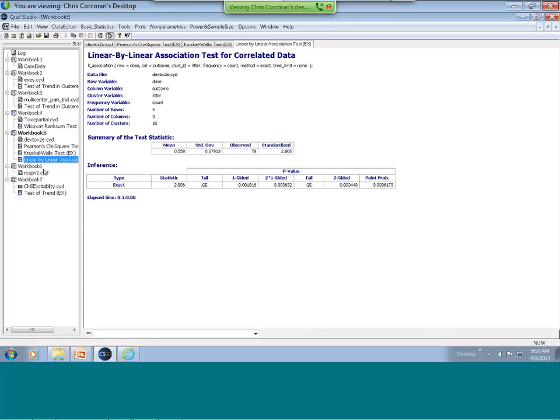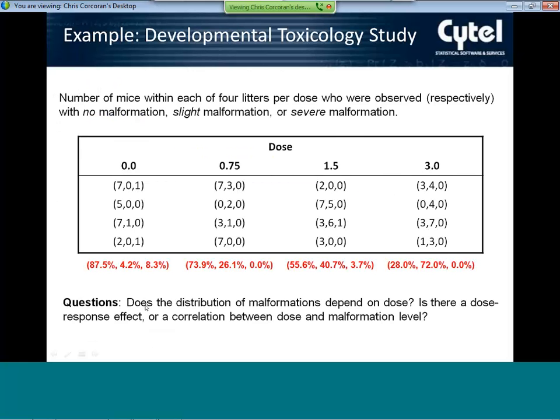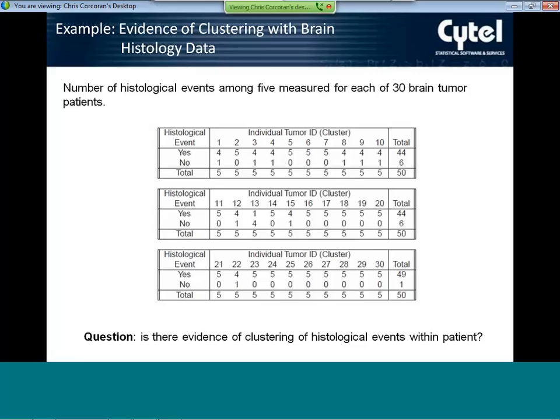Now, finally, just to finish up here before we go to questions, I should also point out that aside from these tests for two-way tables, there are also a couple of other interesting tests in StatXact for correlated data. One is a test that the data are actually correlated, or it's a test for evidence of clustering.